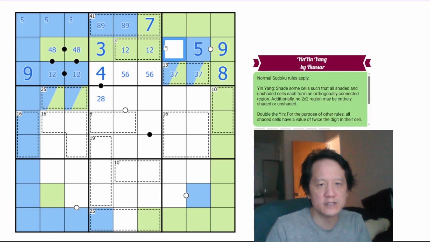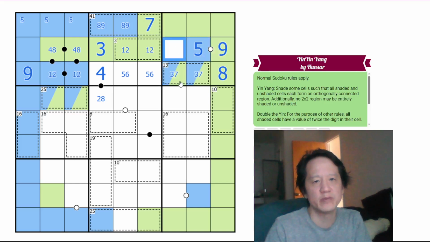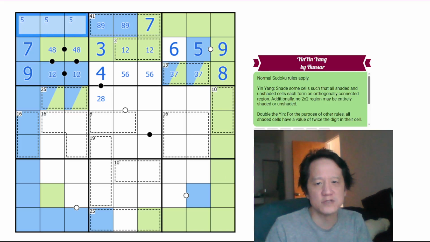The remaining digits in row 2 are 6 and 7. And 7 cannot be here because of this 3-7 pair in the box. So this is 6, this is 7. That leaves this as 3, 4, 5, and 6. This has to be 1, 2, and 4.